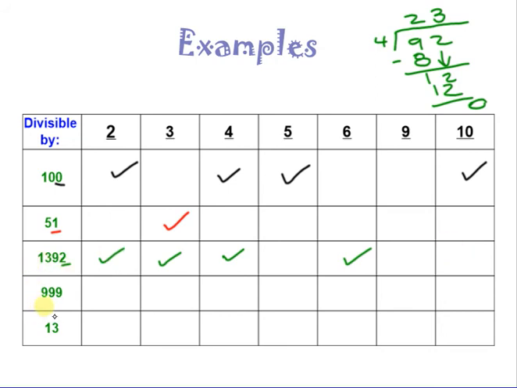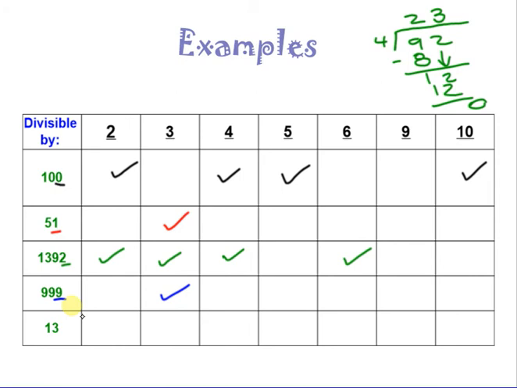All right, let's do 999. So 2 does not work because it ends in a 9, which is an odd number. 3 will work because 9 plus 9 plus 9 is 27, and 3 goes into 27 evenly 9 times.